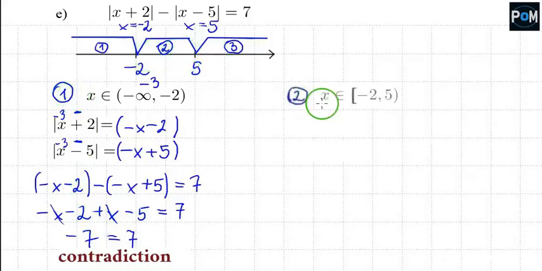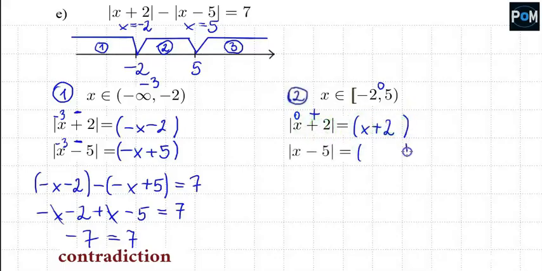Now the second interval from minus 2 to 5 has a closed endpoint at minus 2. The number 0 is definitely in this interval. We substitute 0 for x, which gives us 0 plus 2. This is a positive result, so inside the parentheses it will be exactly as it was with no changes. And in the second absolute value, if we put 0 for x, we'll get 0 minus 5, which is minus 5. The result is negative, so in this case we need to change the signs. It's going to be minus x plus 5.